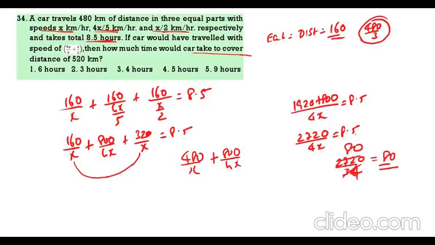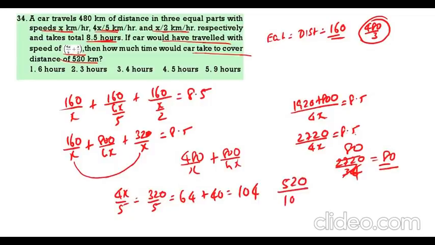Find the time taken to cover if the car is travelling with 4x by 5 plus x by 2. 4x by 5, that is 320 by 5. What is 320 by 5? 64. Plus x by 2, that is 40, total 104. Now to cover 520 kilometers travelling at 104, it will take how many hours? 5 hours. 520 by 104. So 4x by 5 is 64, x by 2 is 40, total 104. So 5 hours is the correct answer.